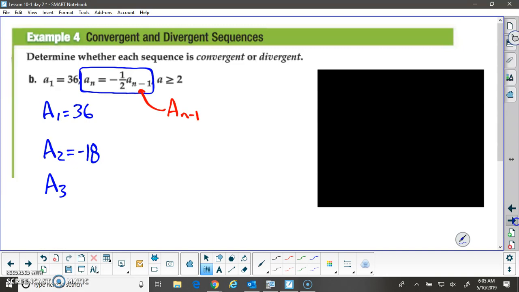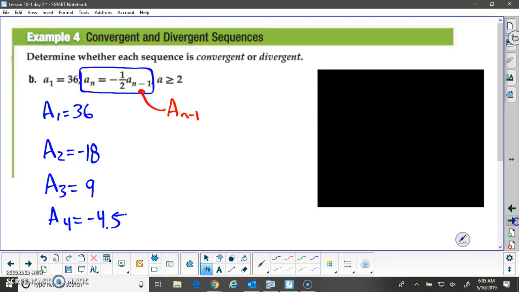Now to find the third term, we'll have to take negative 1/2 times the second term, which is negative 18. That would give us 9. Well, you can see that the pattern is you're just taking the previous term and multiplying by negative 1/2. And so this pattern would continue.